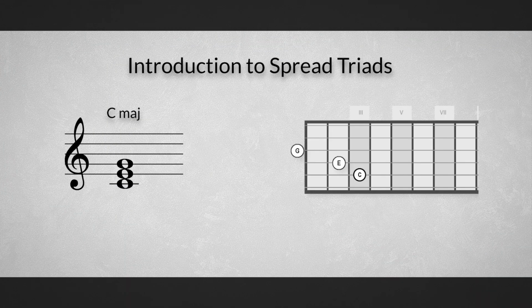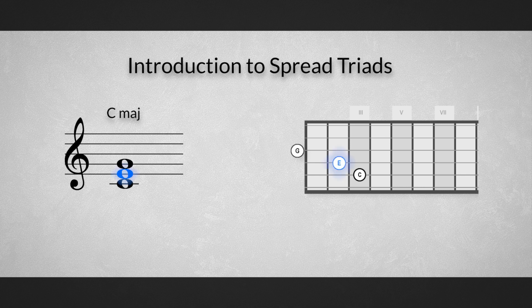So what is a spread triad? Now when we look at a common triad, say a C major chord, C major triad, we'll see 3 notes: the root, the major third and the perfect fifth. These 3 notes together form the C major triad, like you see here.